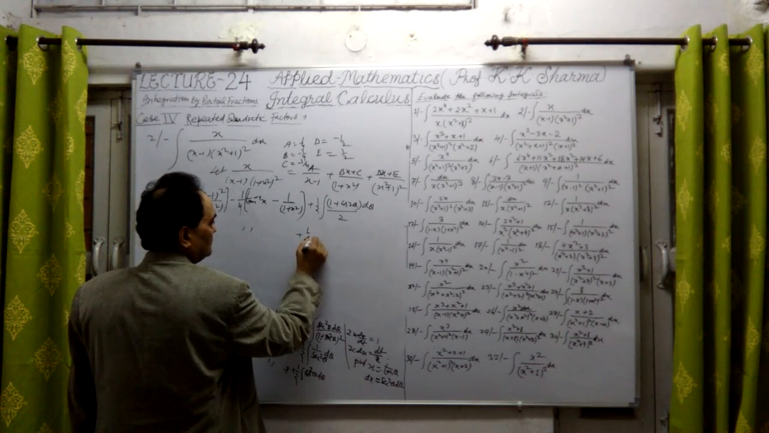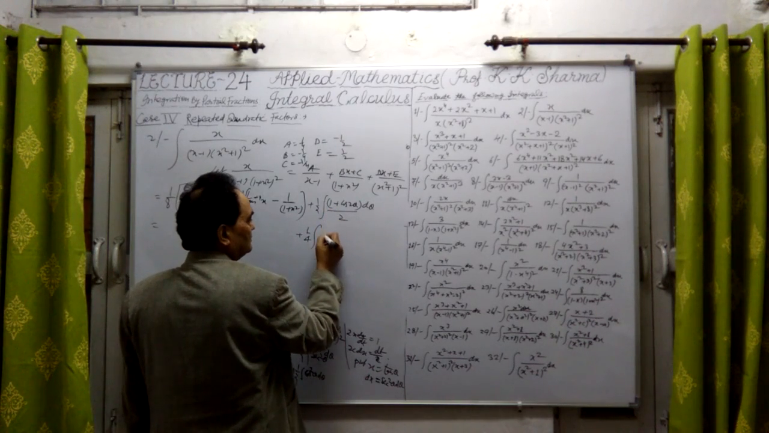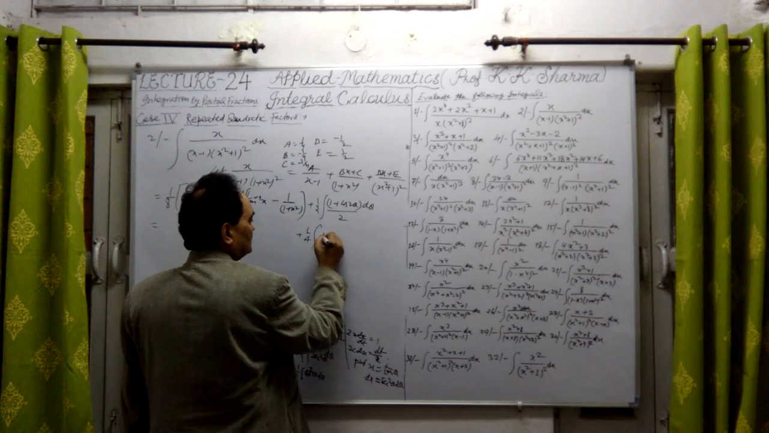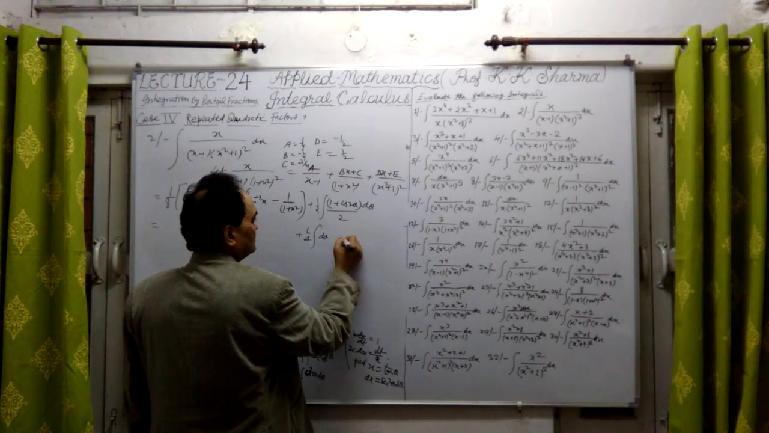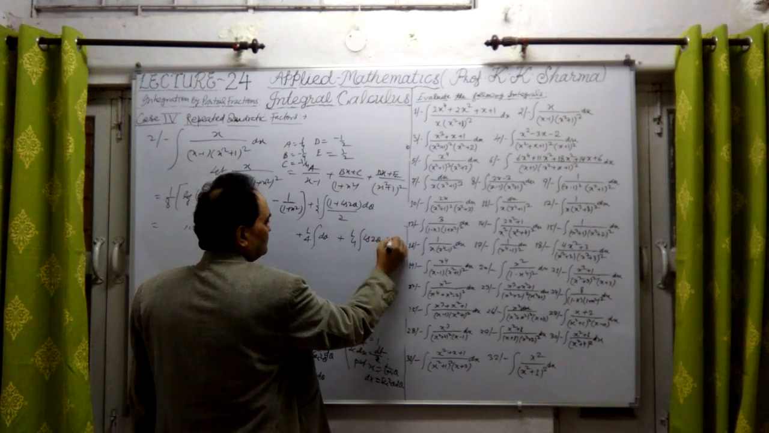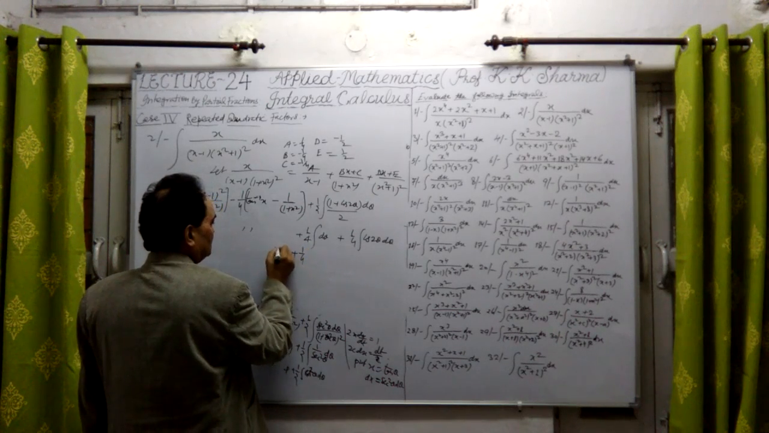Now it is 1/4 d theta. One integration is theta here. Let me write here: 1/4 d theta plus 1/4 cos 2 theta d theta. This integration we have to integrate again, plus the same thing.